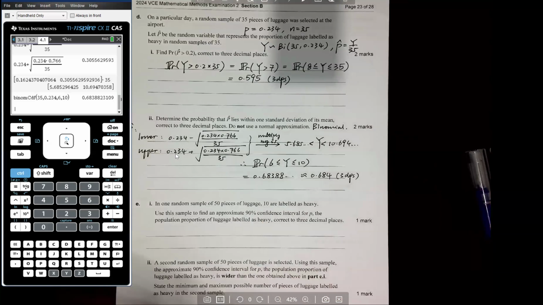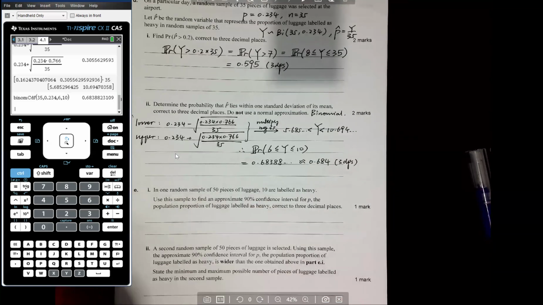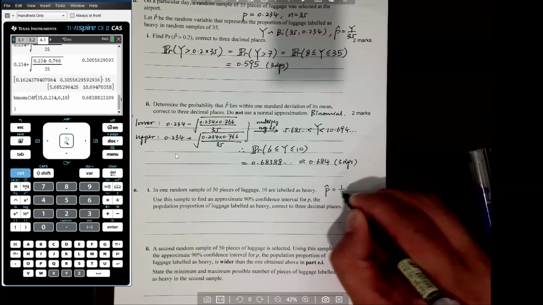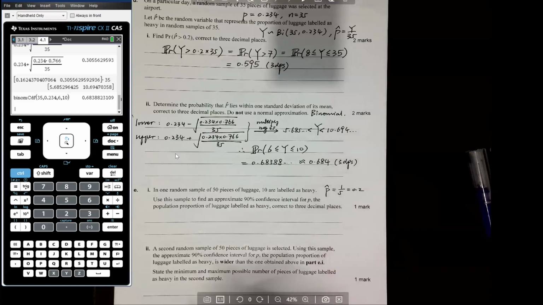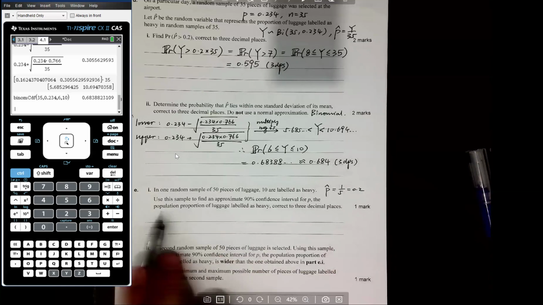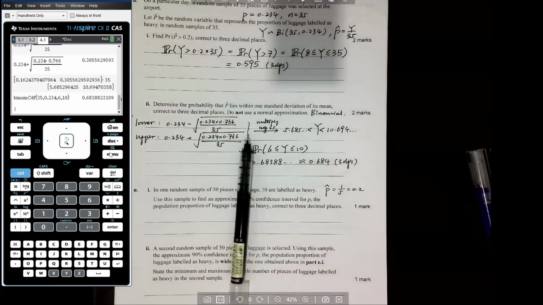Okay. Part E1: in a random sample of 50 pieces of luggage, 10 are labeled as heavy. So the sample proportion p hat is 1/5 or 0.2. Use this sample to find an approximate 90% confidence interval for P, the population proportion of heavy luggage. Correct to 3 decimal places. This is an easy CAS exercise.